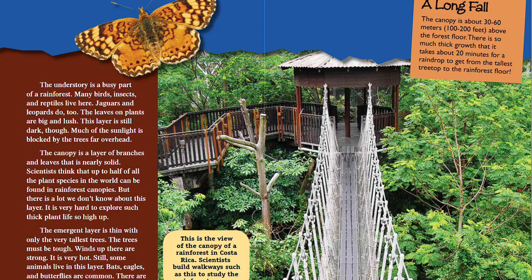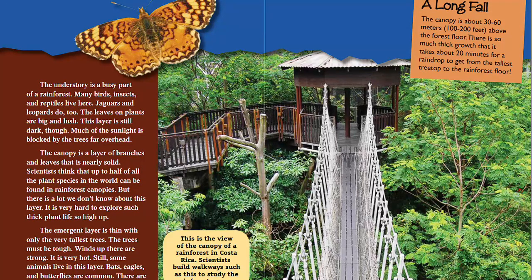The understory is a busy part of a rainforest. Many birds, insects, and reptiles live here. Jaguars and leopards do too. The leaves on plants are big and lush. This layer is still dark, though. Much of the sunlight is blocked by the trees far overhead.